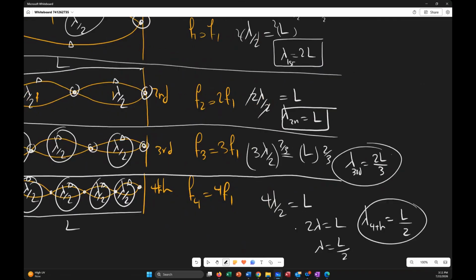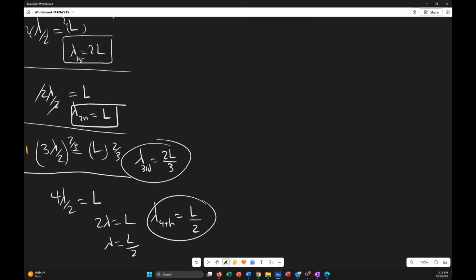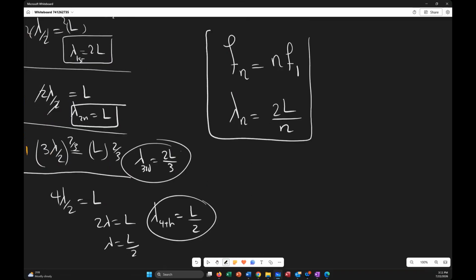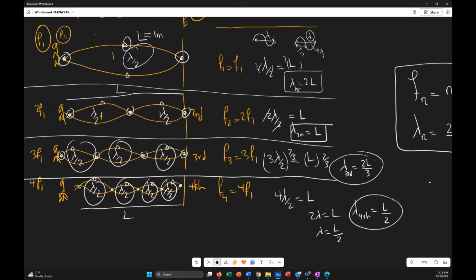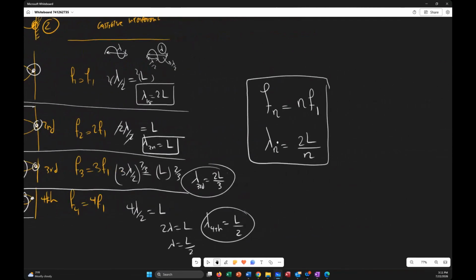Again, I can give you the formula. So what is the formula? The frequency of the nth harmonic is going to be n times the first harmonic. The wavelength of the nth harmonic is going to be 2L divided by n. So these are the two formulas that you can memorize, okay? But again, you don't need to memorize them, as long as you know what exactly is happening here, yes? But just in case you want to memorize, these are the formulas.